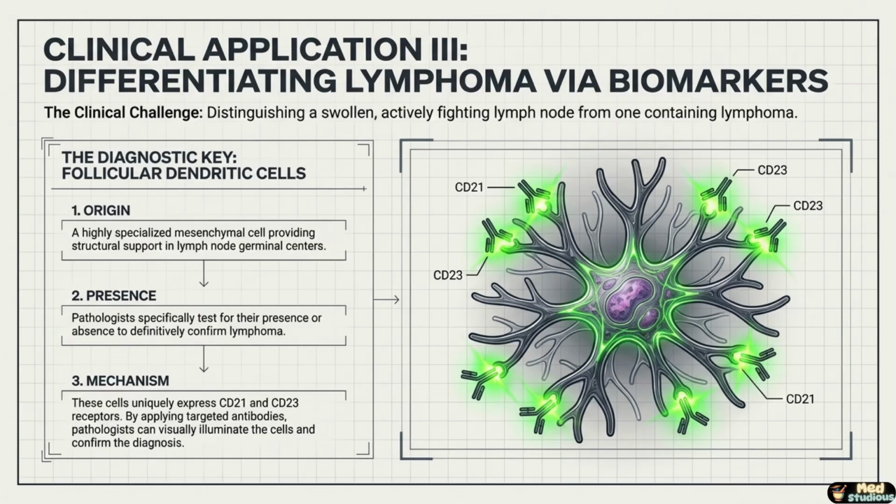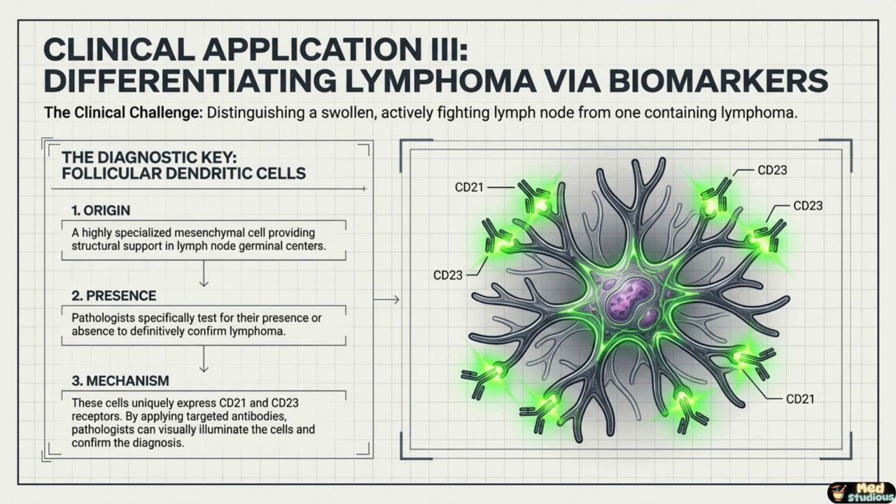These are highly specialized mesenchymal cells that provide structural support specifically inside the lymph node's germinal centers. Pathologists will specifically test a biopsy to confirm their structural presence or absence to definitively diagnose the lymphoma. How do they do it? The mechanism relies on unique receptors.